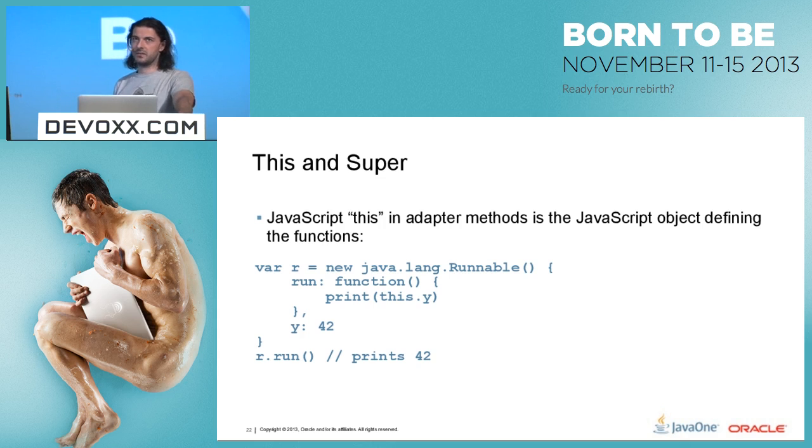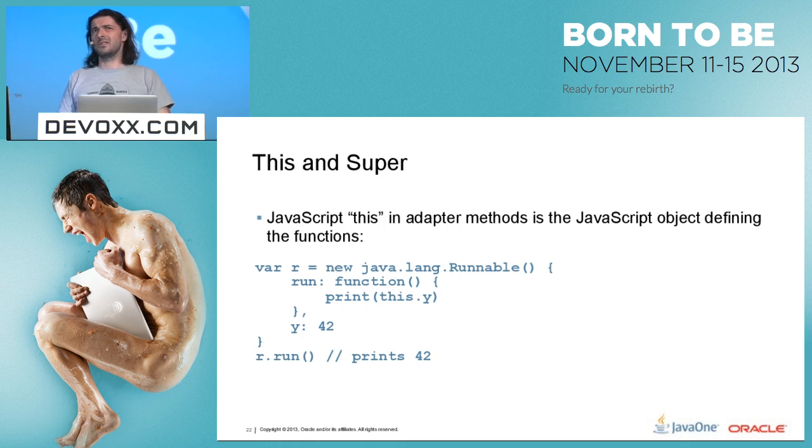The question of this and super when you're extending Java classes naturally comes up. What we decided is the JavaScript this in the adapter methods is the JavaScript object that's defining the functions. So the thing between the curly braces there. That way, if your run function depends on this, says this.y, it will actually get the y that is defined there in the object literal itself. So it's not returning you the proxy, which is assigned to the r variable. So this, in these cases, will always be the object itself.